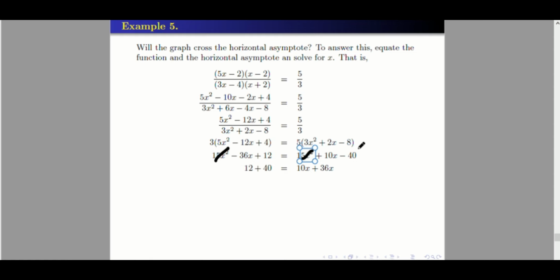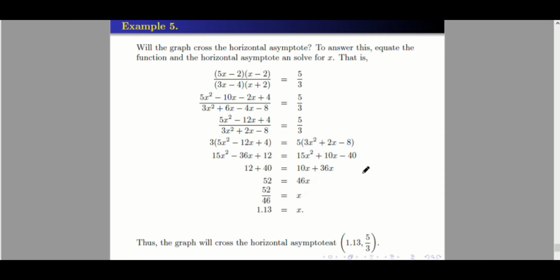Okay, next I will transpose negative 40 on this side, so it will become positive 40 and copy positive 12. Similarly, negative 36x will be transposed here. So positive 36x and copy 10x. So combining these terms, we have 12 plus 40 is 52. 10x plus 36x is 46x. Then divide both sides by 46, so it is approximately 1.13.